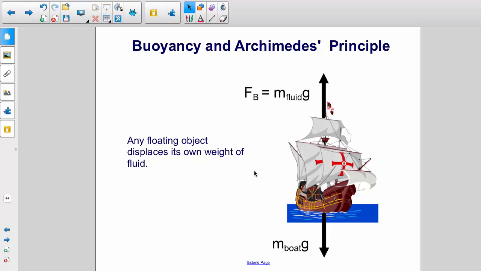Archimedes' principle works for floating objects as well as objects that are completely immersed. Any floating object will displace its own weight in fluid. In this picture, you can see a boat. The boat is pressing down on the water with its weight, m boat g, and it's being completely countered by a buoyant force, which is equal to the mass of the fluid displaced times g. Clearly, the mass of the boat and the mass of the fluid displaced are the same.